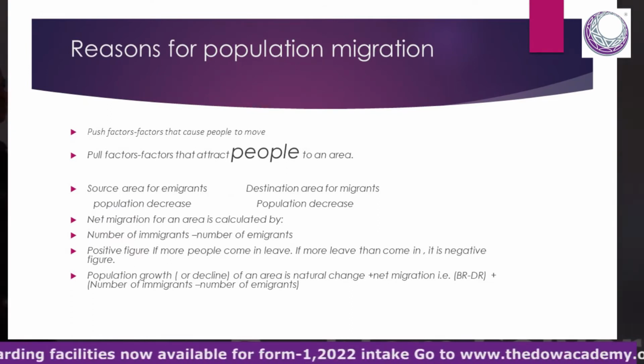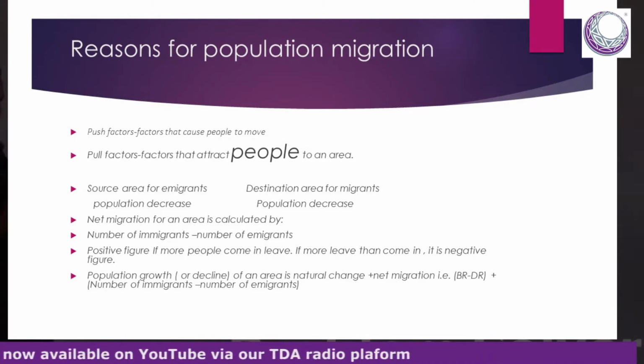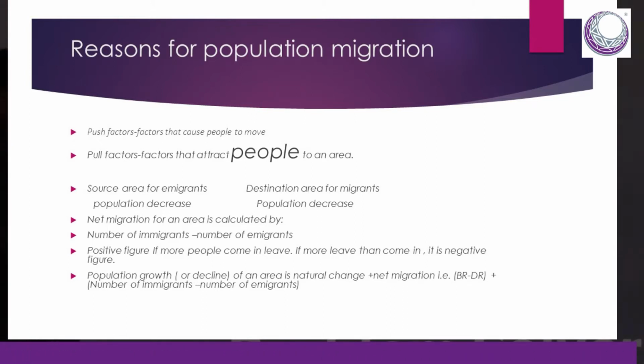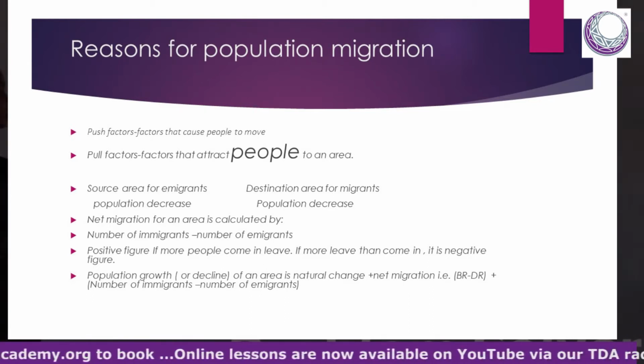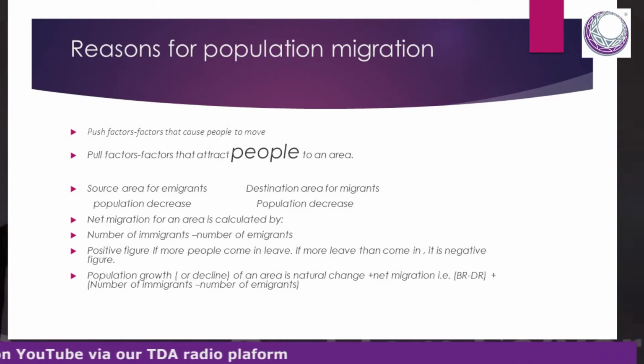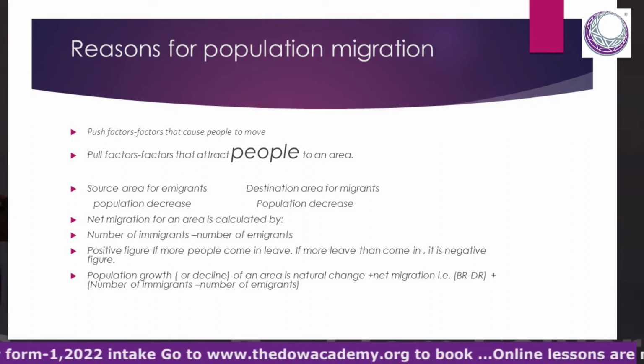What are the reasons why people move? People move because of push and or pull factors. People can move because of something that is pushing them away from a place, something that is repelling them. These are the factors that cause people to move. They are called push factors. We also have pull factors. They attract people to an area, the things that are good, which can attract people to an area.